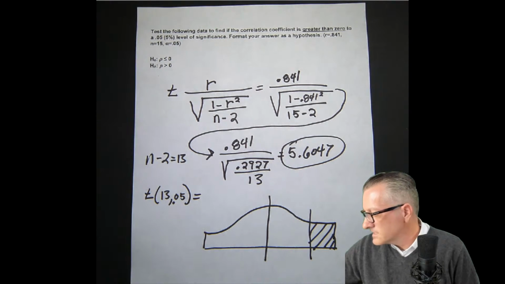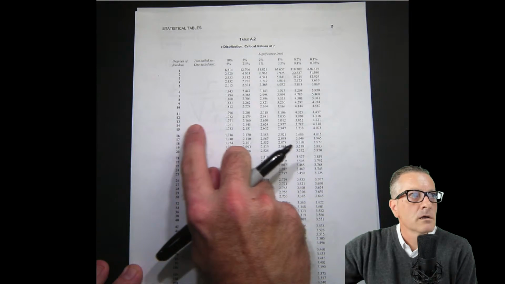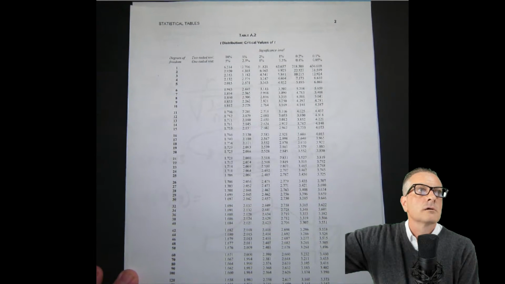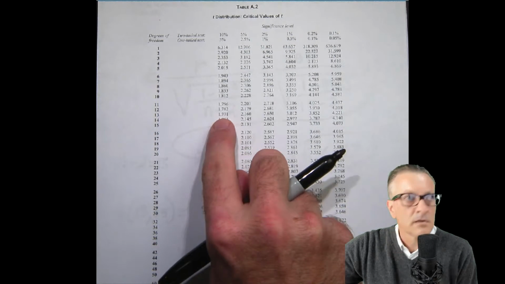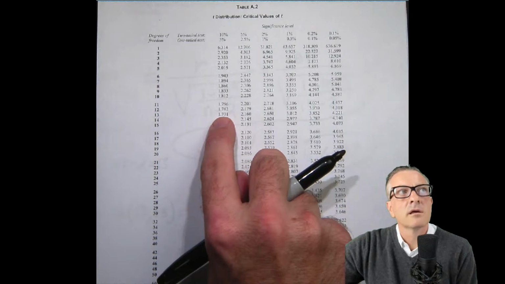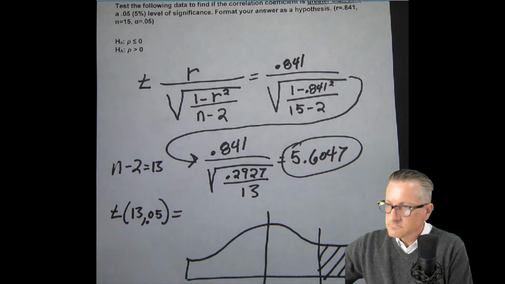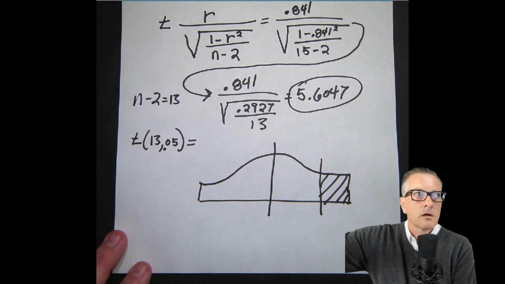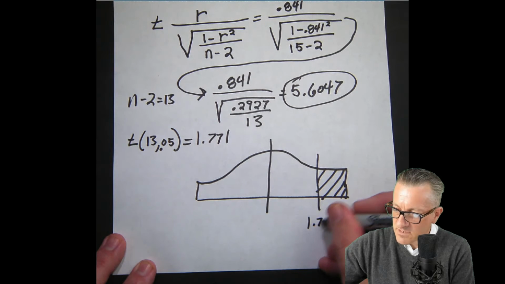And when we get out our t table, we find 13, and it is a one-tailed test. So we end up with 1.771.